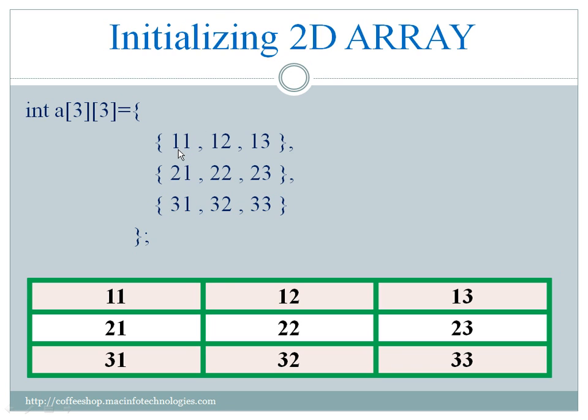So we have initialized the values a of 0, 0, a of 0, 1, a of 0, 2, a of 1, 0, a of 1, 1, a of 1, 2, a of 2, 0, 2, 1, 2, 2. So these are location numbers, whatever I say. This is the value in a of 0, 0. This is the value in a of 0, 1. 3 is the value of location a of 0, 2. So this way we can initialize a two-dimensional array. We can have a two-dimensional array of 2 cross 2, 3 cross 3, 4 cross 4, 5 cross 5.